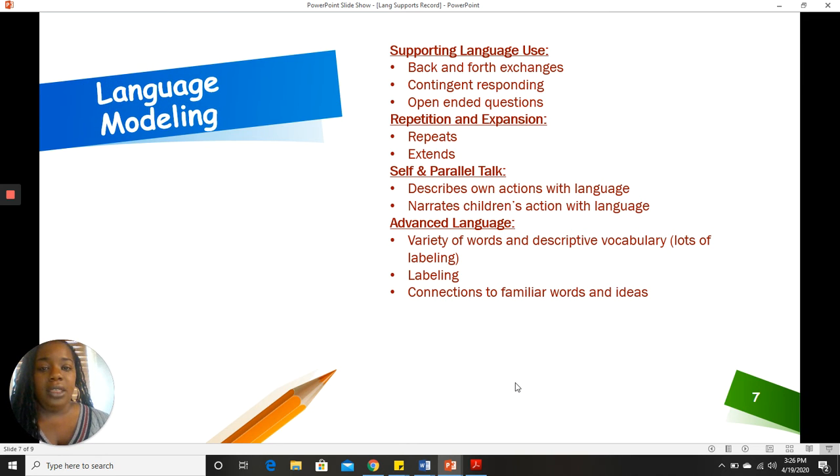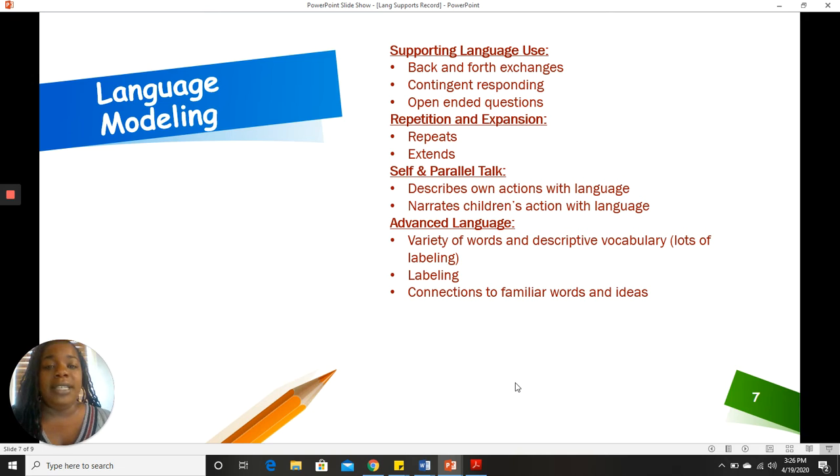In language modeling, there are 4 different categories that fall under this technique and strategy. The first one is support language use. In order to do that, you would practice back and forth exchanges. That's kind of like modeling turn taking. You would look for that ping pong conversation. I say something, you respond. I say something, you respond. Whether it's sounds, babbling, or real words, you want to practice going back and forth with your child so that they know they're listening and that they can have a conversation with you.